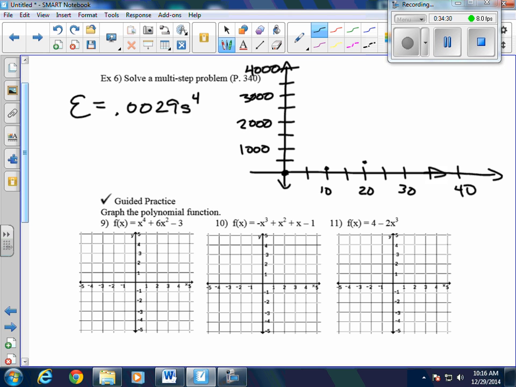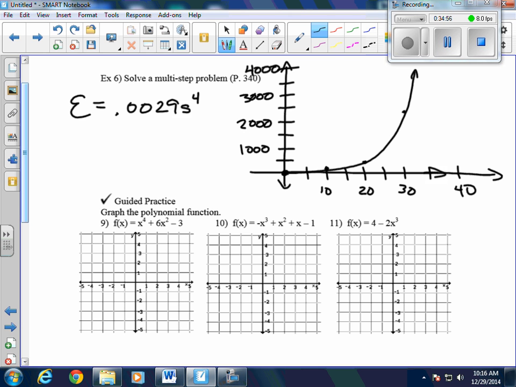If we plug in 30, we're going to get 2,349. And if we plug in 40, we're going to get 7,000. So that's way off our graph. So here, our graph is going to look like that. And so they say graph the model, which we just graphed.